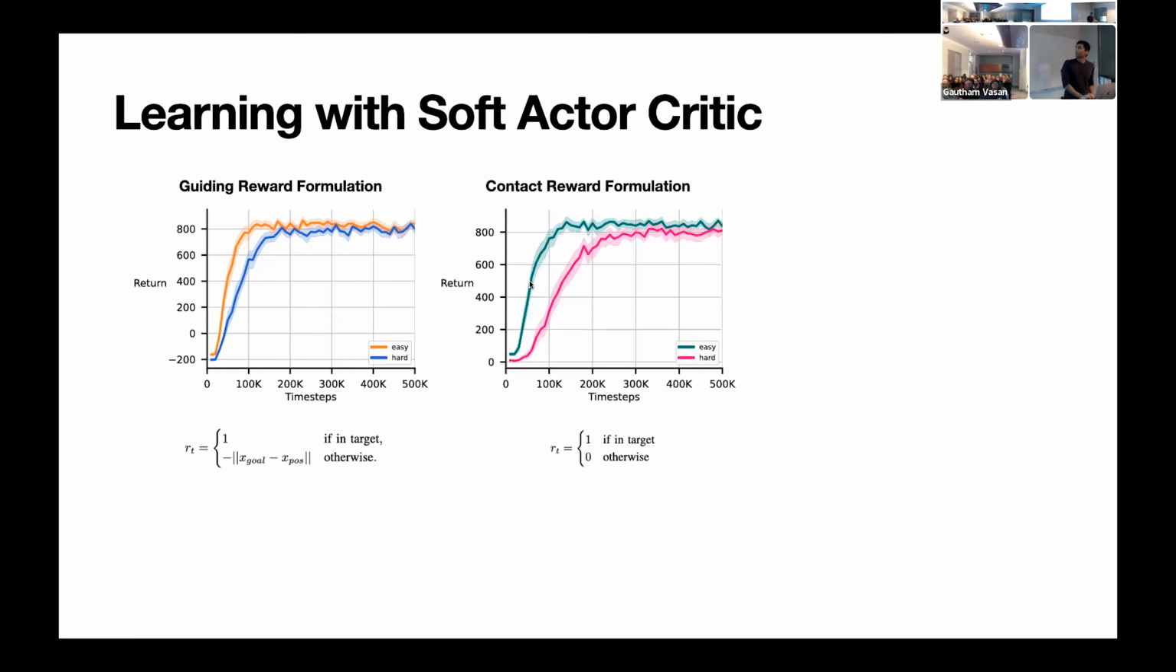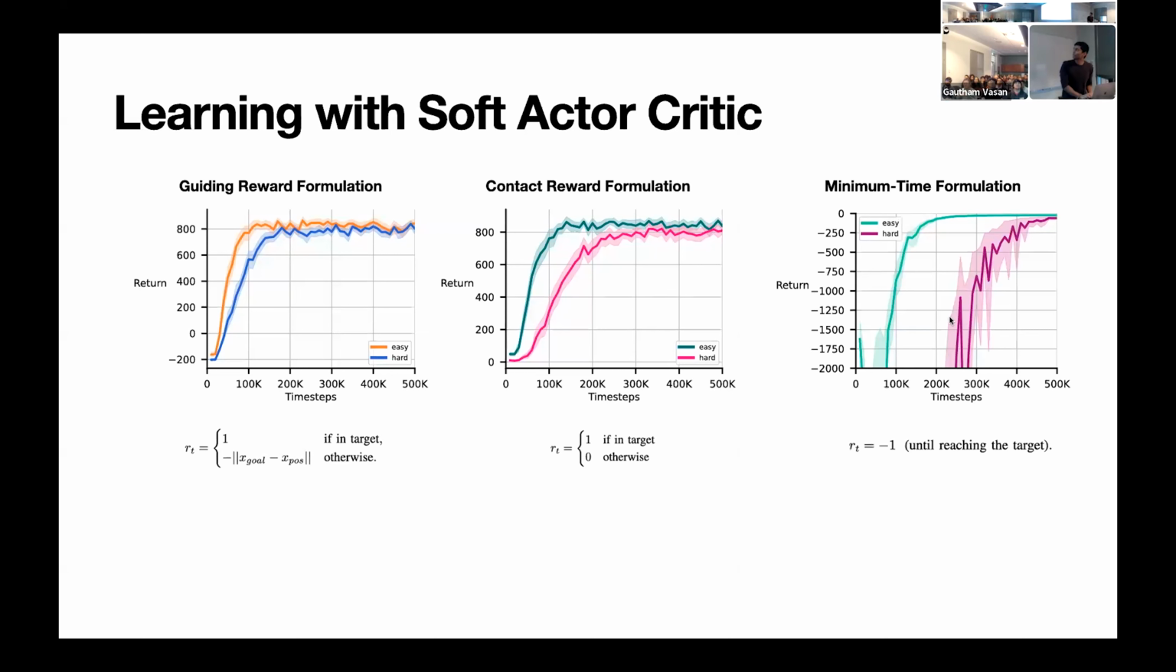So now we see the returns for the contact reward formulation. Note that the y-axis will be different because you have a different reward specification. In this case, you still learn quite fast. It's not as fast as the guiding reward, but this is still good. Let's look at the minimum time now. It's something we were talking about: because we don't stumble upon the goals very frequently, it becomes really hard to learn.